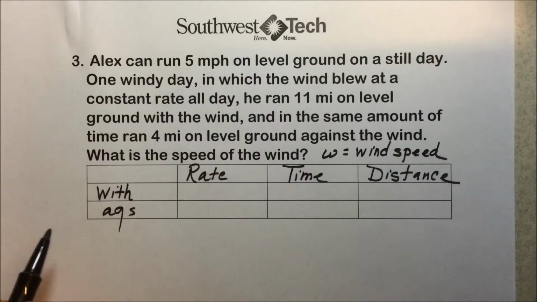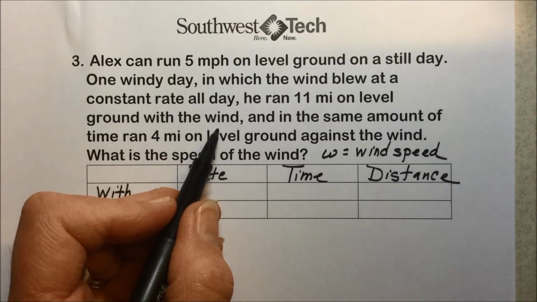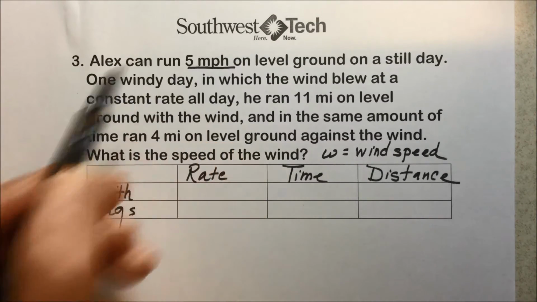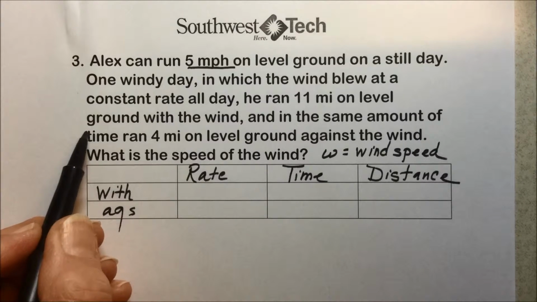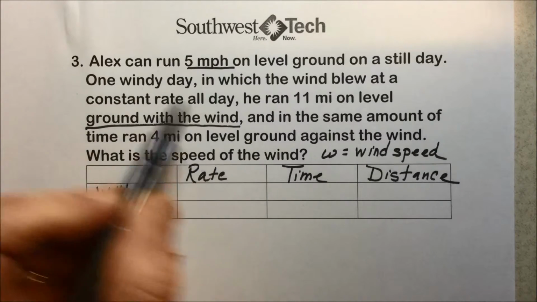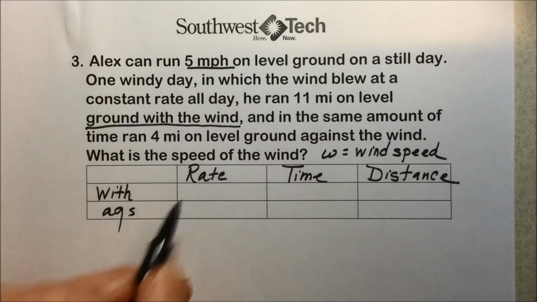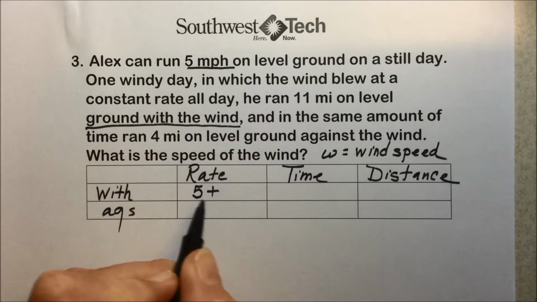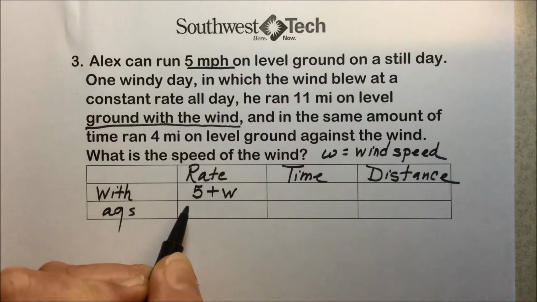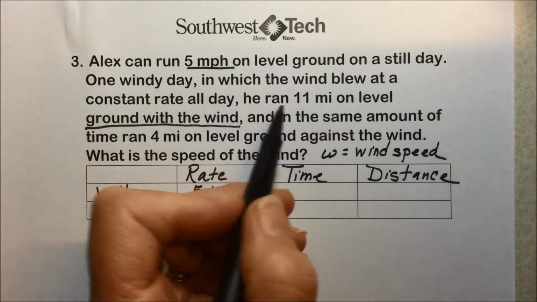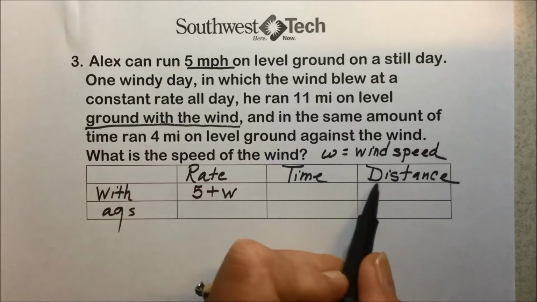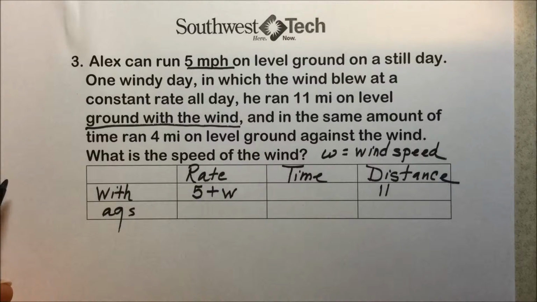In the first sentence, it tells us that he can run 5 miles per hour on level ground on a still day with no wind. The second sentence tells us on a windy day in which the wind blew at a constant rate all day, he ran 11 miles on level ground with the wind. That means his ground speed, when he's running with the wind, is enhanced. He normally runs at 5, and with the wind at his back, it's increasing his speed, so we'll express it as 5 plus W. He ran for a distance of 11 miles, so we can put that under our distance column.